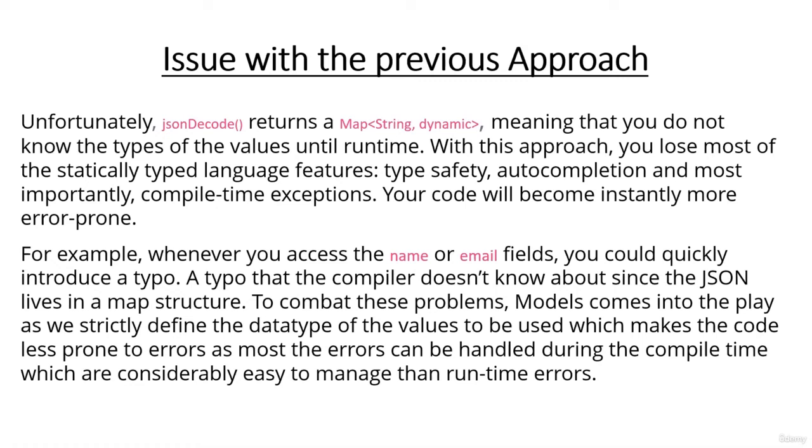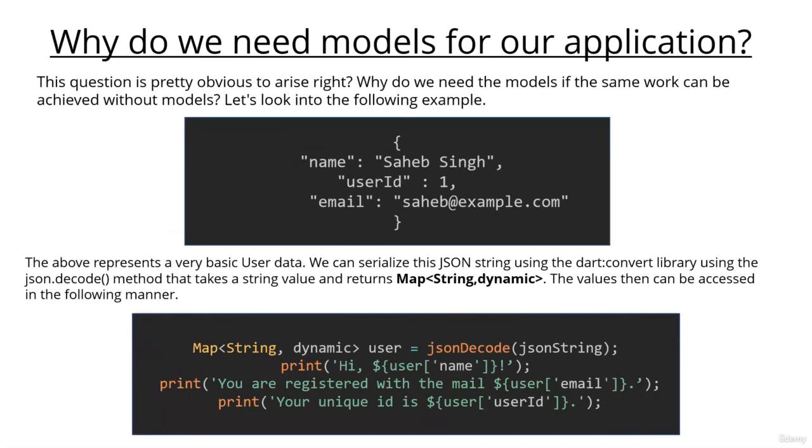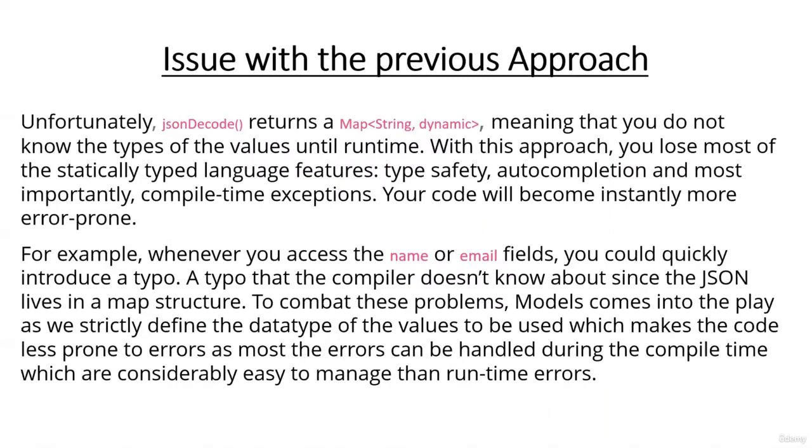For example, whenever you access the name or email fields, you could quickly introduce a typo. Suppose here it's name, here it's email, it might be written as e-mail or whatever. Here it's userId with a capital I, and we might write it small. These kinds of mistakes are very common when we are programming.